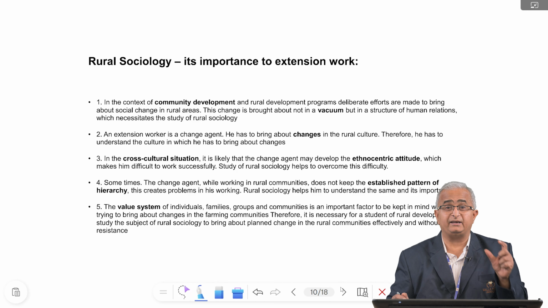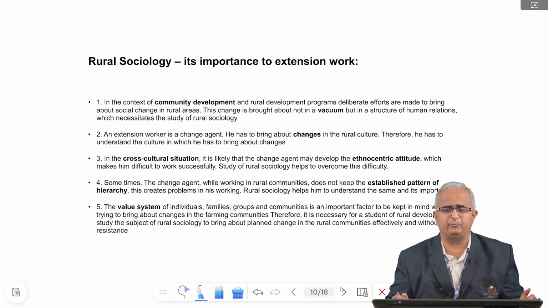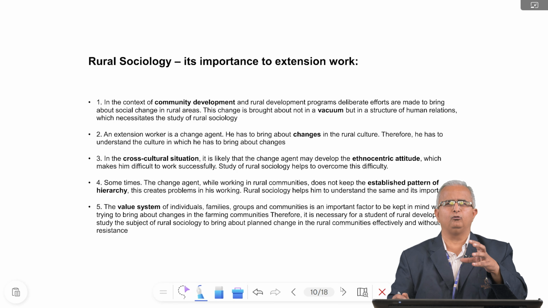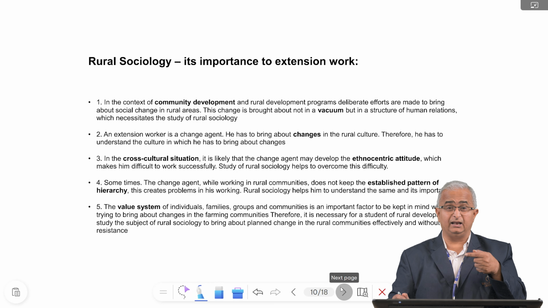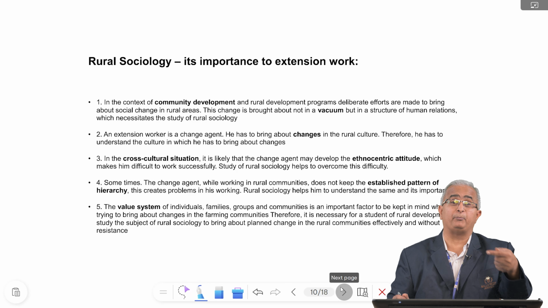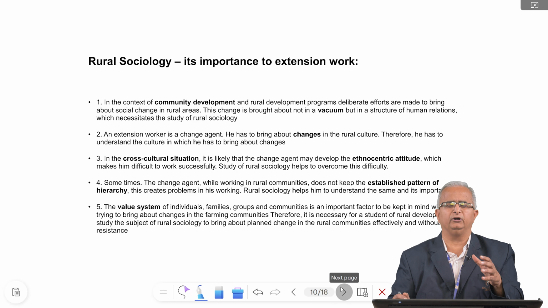The next thing is that the extension worker is a change agent. He has to bring about changes within the culture of the people and the thought process of the farmer. Behavioral modification is the ultimate goal of extension people. For that he needs to understand who the farmers are, how they mingle and interact, and what different social processes exist in the villages. Unless the extension worker knows about the people in the villages, we cannot make the changes. That's why we have to understand their culture. Regarding the farmer, we should know their psychology, their sociology, their conditions, everything.